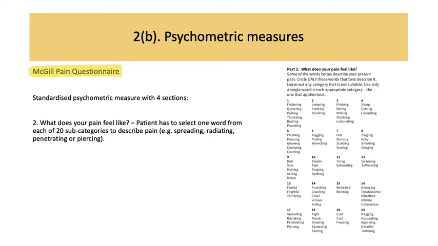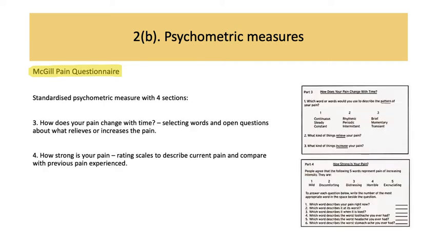What does your pain feel like? The patient has to select one word from each of the 20 subcategories to describe pain. So for example, I see this diagram, and then I have to pick one from each section to describe the pain that I'm feeling. So let's say here, I'm choosing these words. Then you move on to the next section, in which the question says, how does your pain change with time? Is it continuous, steady, constant? Is it periodic, intermittent? Or is it brief, momentary, transient? So they have to pick one from each.